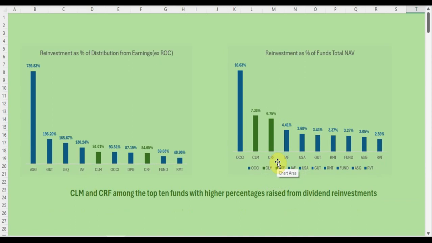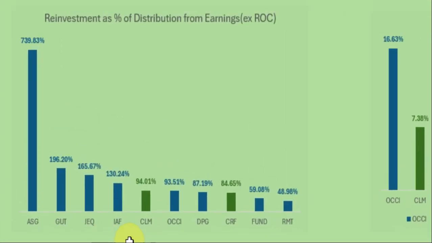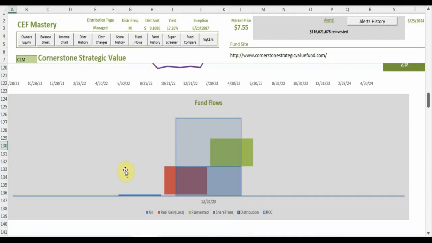Now, if we go back to the chart on the left, let's visualize what CLM's distribution reinvestment contribution looks like in relation to its total distribution. On the closed-end fund mastery fund flows chart, you have a graphical representation of all the fund's inflows and outflows for the period. The thick blue translucent bar in the center represents the fund's total distribution for the period. The top light blue translucent bar represents return of capital, and the bottom darker blue translucent bar represents distributions from earnings.